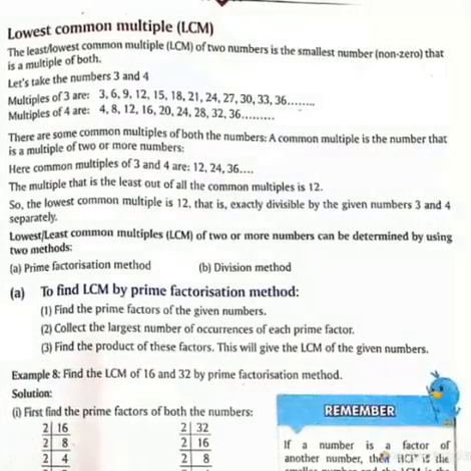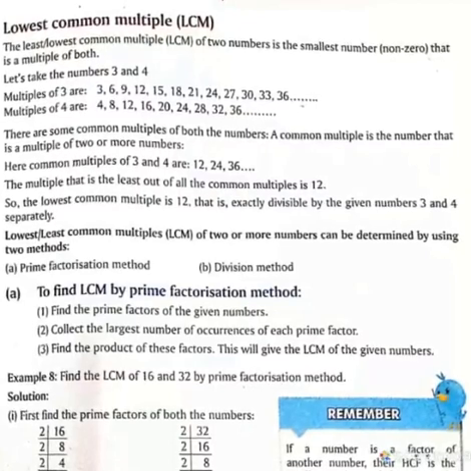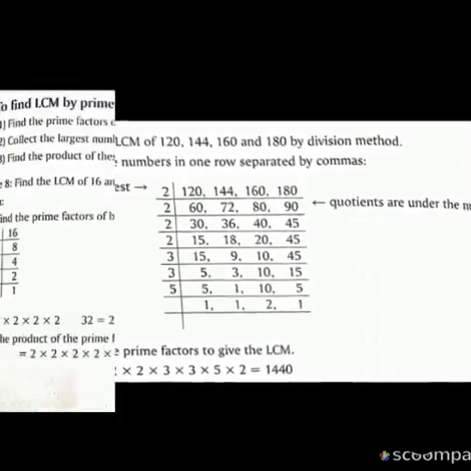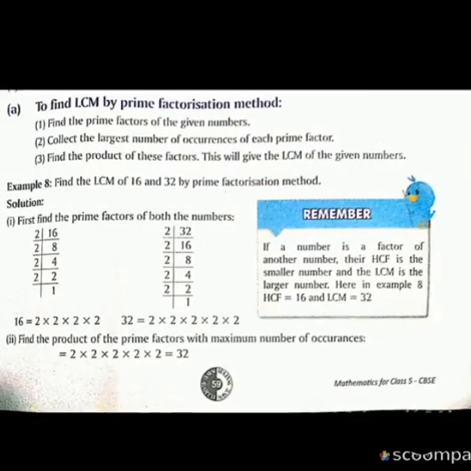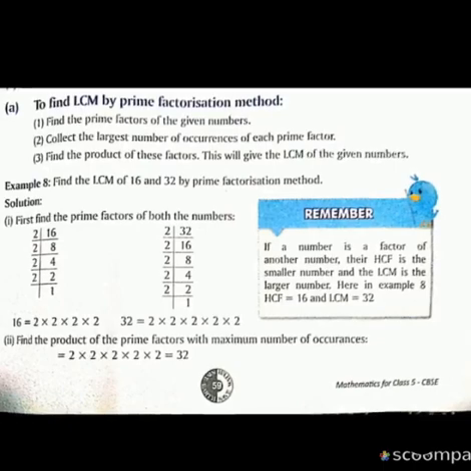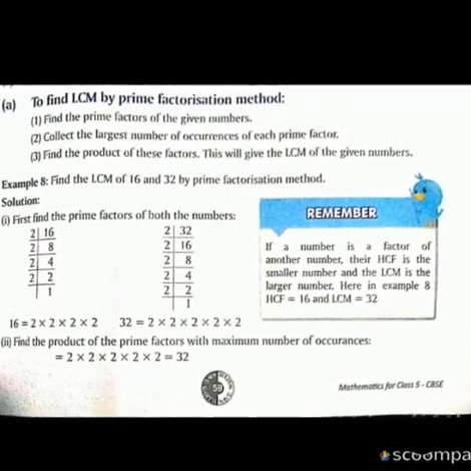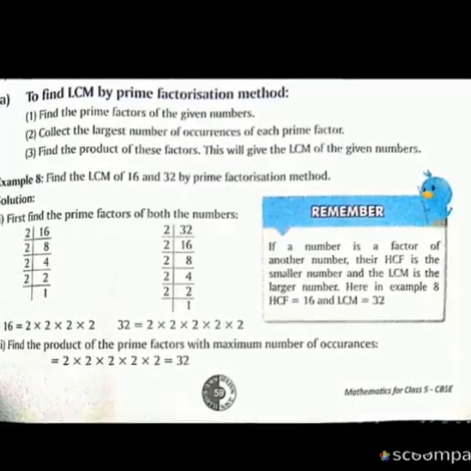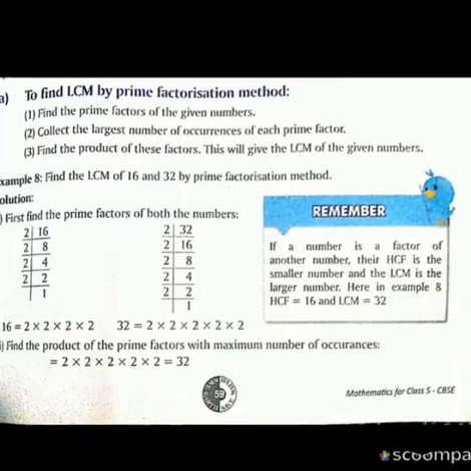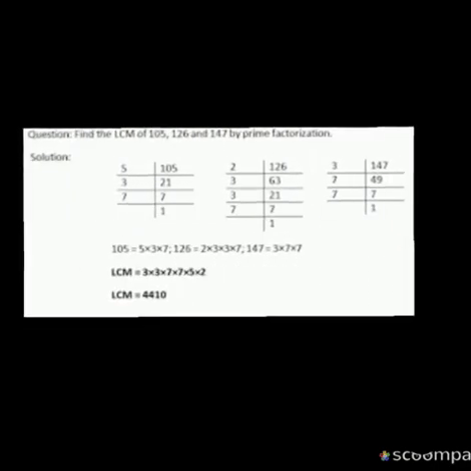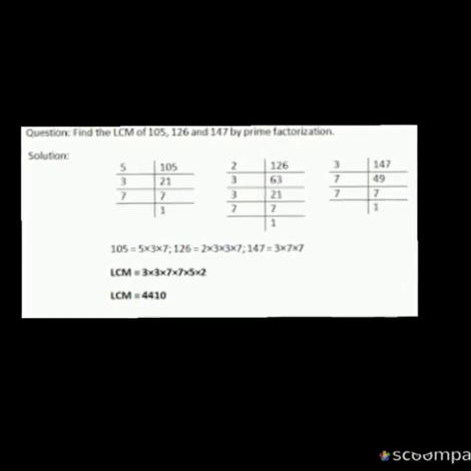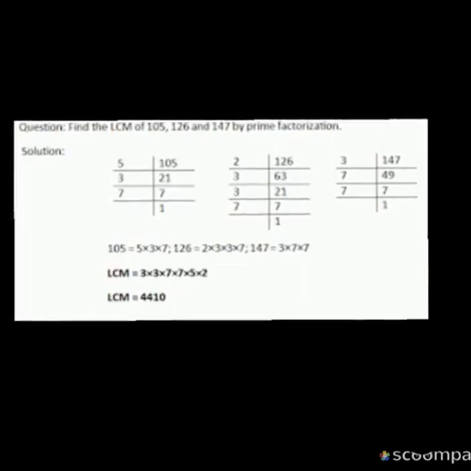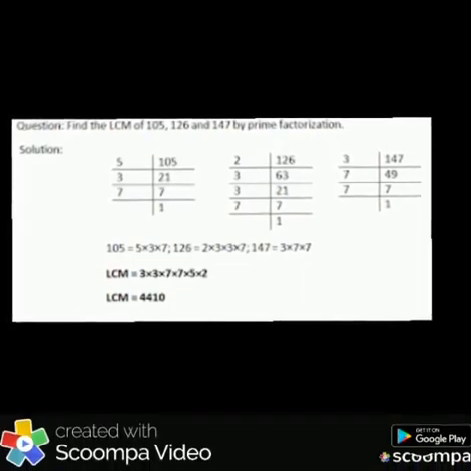So there are two methods of finding LCM. First is the prime factorization method and second is the division method. So first method we will discuss. To find LCM by prime factorization method, we need to follow few steps. First one is you need to factorize the number, just like you have done in HCF. Then collect the largest number of occurrence of the prime factor and find the product of these factors. This will give you LCM of the numbers. Let us discuss it with the help of an example.